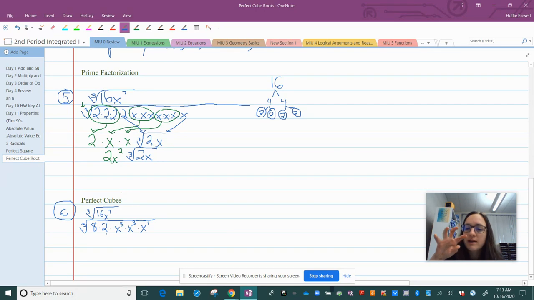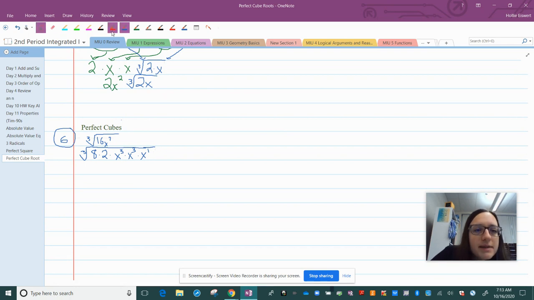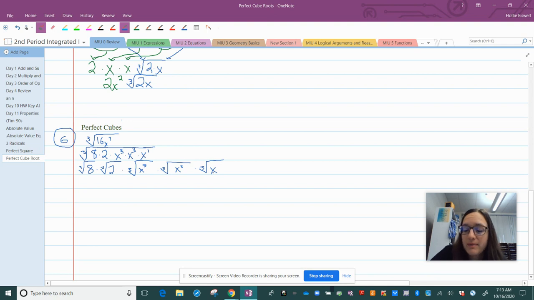So I'm going to rewrite these broken down. There's going to be quite a bit of writing here just because these are our notes. I know parts of this will become mental math for those of you who like this perfect cube method. But since these are our notes, I'm going to break it down for you here. So we're going to have the cube root of 8, times the cube root of 2, times the cube root of x cubed, times the cube root of x cubed, times the cube root of x to the first power, but I'm just going to write x because it's the same thing.